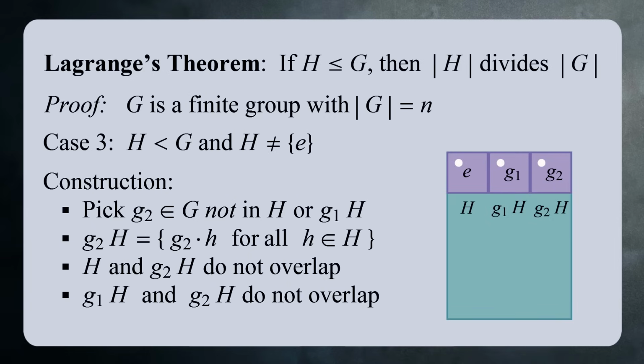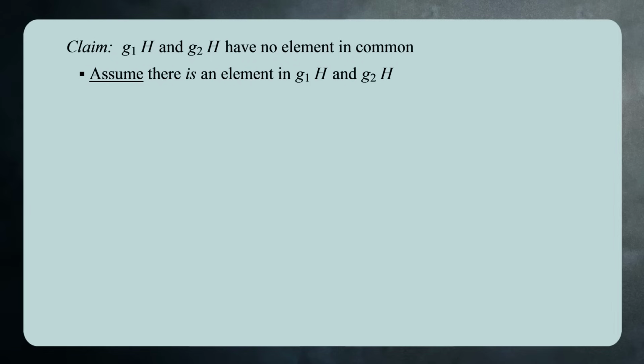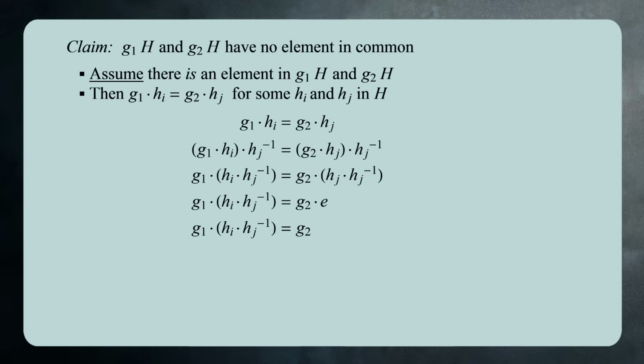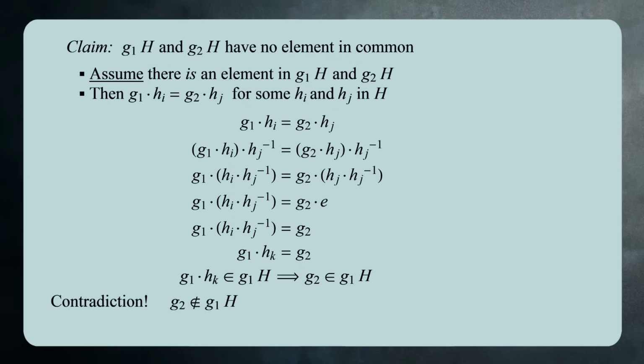Next, we'll show that G1H and G2H do not overlap either. Assume they do overlap. Then G1Hi equals G2Hj for some elements Hi and Hj in the subgroup H. If you multiply both on the right by Hj inverse, simplify, you get G1 Hi Hj inverse equals G2. But Hi times Hj inverse is in H, call it Hk, which means G1Hk is in the left coset G1H. This means that G2 is in the coset G1H, but we specifically chose G2 to be outside of G1H. So our assumption was wrong, and they do not overlap.